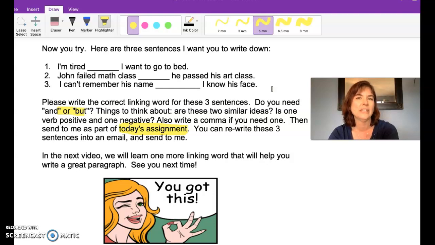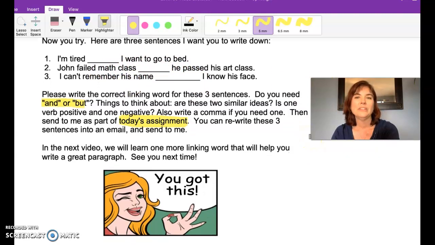And think about which linking word you're going to need. Are you going to need and or but? Okay, so think about, are these two similar ideas or are they opposite? Is one positive and one negative? If so, you'll need but. Okay, now you please rewrite these 3 sentences into an email and send them to me. Also, make sure to write a comma if you need one. Okay, so if you see somewhere in here you might need a comma, please write that down.